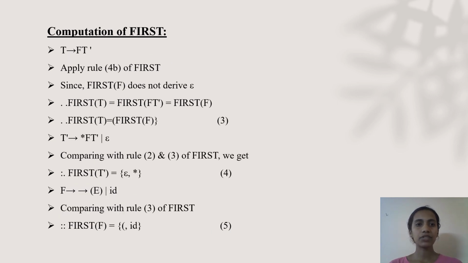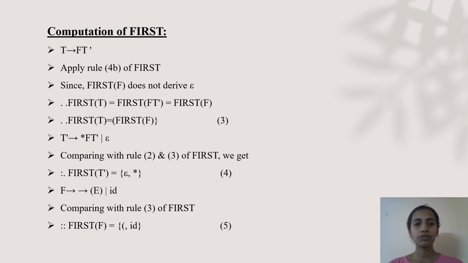Then we are coming to the third step, that is T tends to FT dash. For this, we will apply the rule 4b of first. Since first of F does not derive epsilon, therefore first of T will be equal to first of FT dash, which is equals to first of F. Therefore the first of T is equals to first of F, which is equation 3.